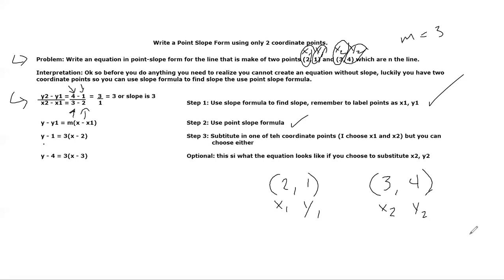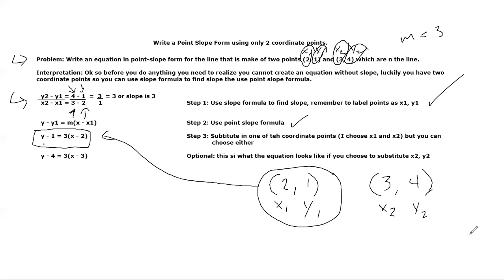Anyways, so I chose to do this one, and I put it into this equation, right? And I substituted it, and that was it. Y minus 1 equals 3x minus 2, right? Remember, in this problem, they're just asking us for the equation, and that's really it. They're not asking us to graph it. They're not asking us to do anything else, anything crazy with it.